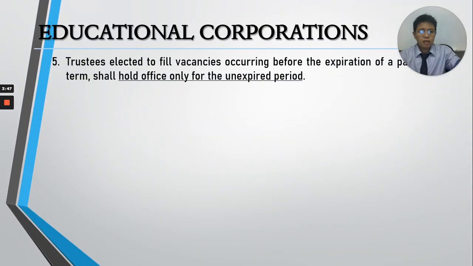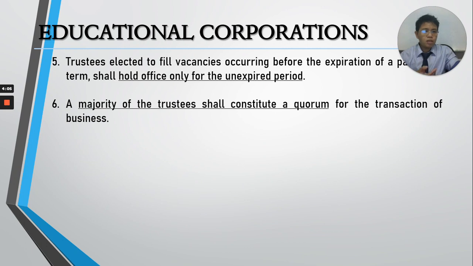Now also, please take note that replacement trustees will hold office only for the unexpired portion. So if the term is 5 years, and one serves for 3 years, yung replacement will serve for the remaining portion of 2 years. What else? Majority of trustees will constitute a quorum for the transaction of business. Remember, for the transaction of ordinary business, majority of the quorum. But remember also that there are rules, as we have already discussed before, wherein kailangan ng majority of the total number of trustees para i-approve ang isang corporate action.